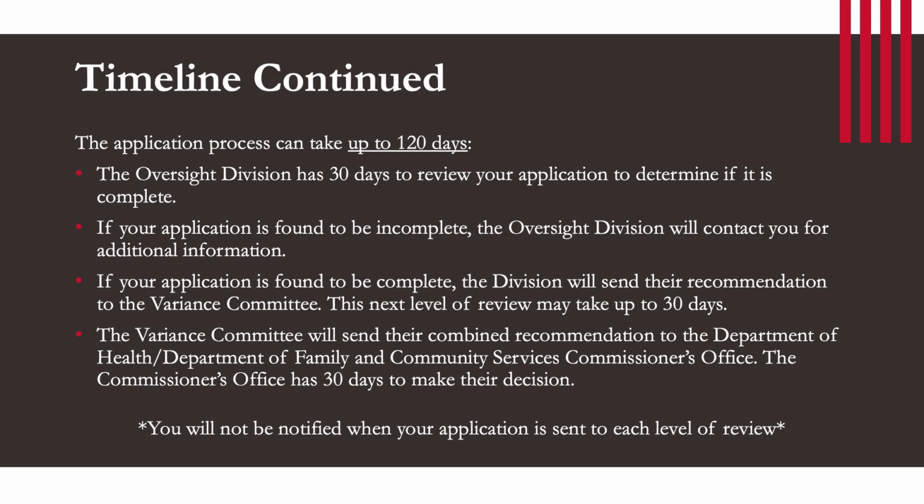If your application is found to be incomplete, the Oversight Division will contact you for additional information. If your application is found to be complete, the division will send their recommendation to the Variance Committee. This next level of review may take up to an additional 30 days. After this first level of review, the Variance Committee will send their combined recommendation to the Department of Health, Department of Family and Community Services Commissioner's Office.